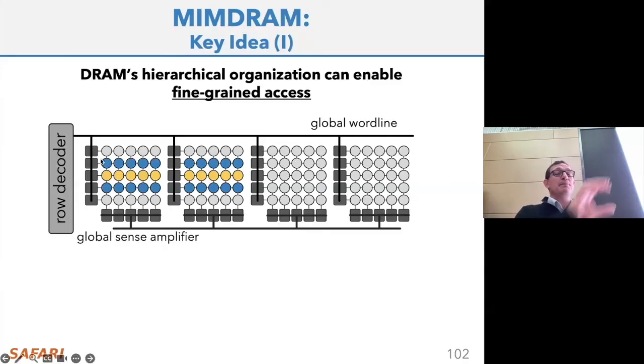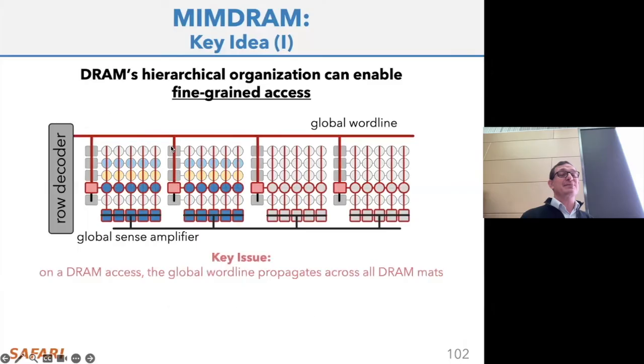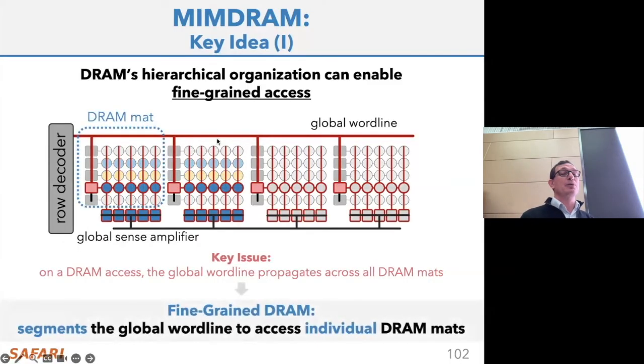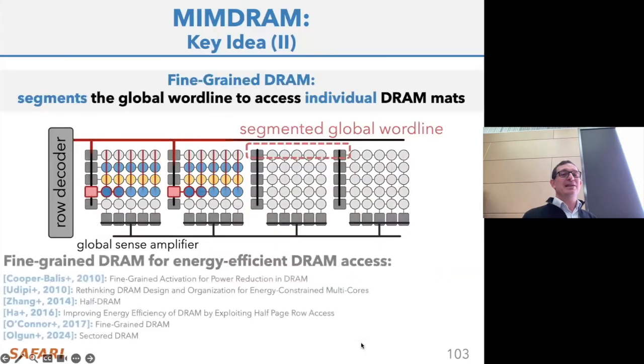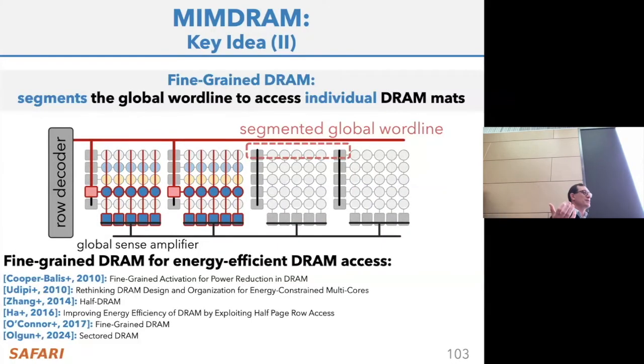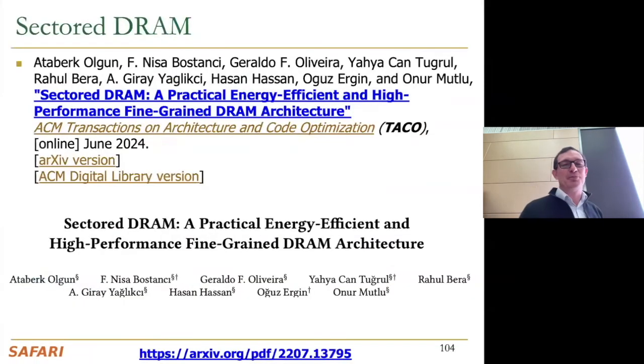Now, instead of doing operations, a triple row activation on the entire row, we are able to do this on a small fraction of it. This is called fine-grained access. We segment the global word line to access individual DRAM mats. A lot of works have proposed this in the past. We have a new version that's actually lower overhead, in our opinion, and in our evaluation. If you're interested, you can look at that paper in TACO that's going to be presented soon.